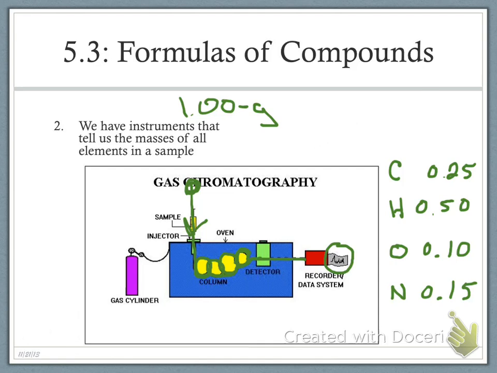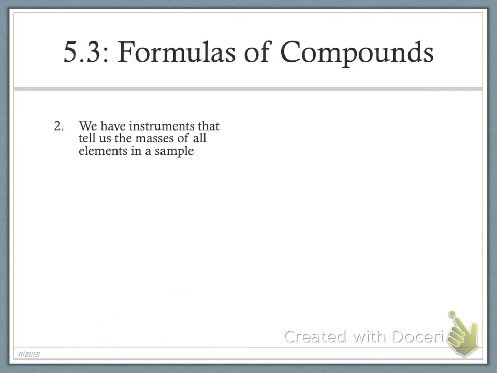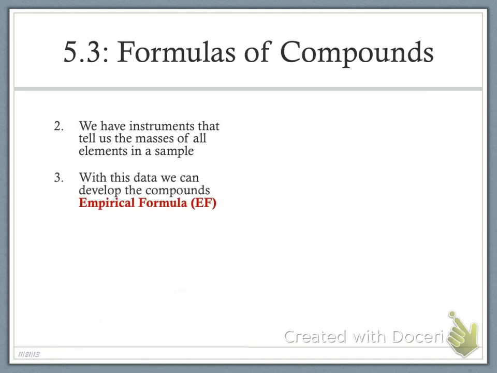Now, it's our job in this section to take this data and use it to find the actual formula for the compound. Just like we know the formula for water is H2O, the formula for hydrogen peroxide is H2O2, or ammonia is NH3. We want to know the formula for that compound. With this data, we're going to be able to find that formula, and it's called an empirical formula. Here's a definition: it's the formula of a compound expressing the smallest whole number ratio of atoms in a compound.